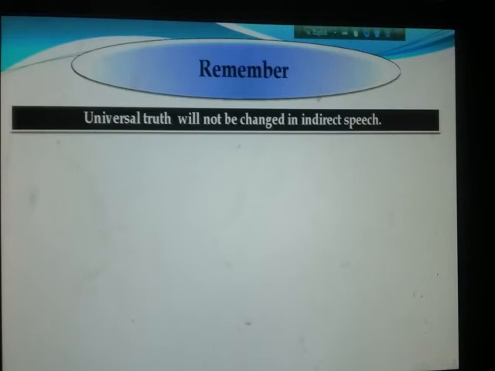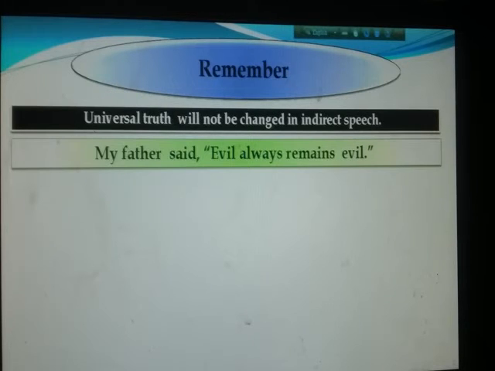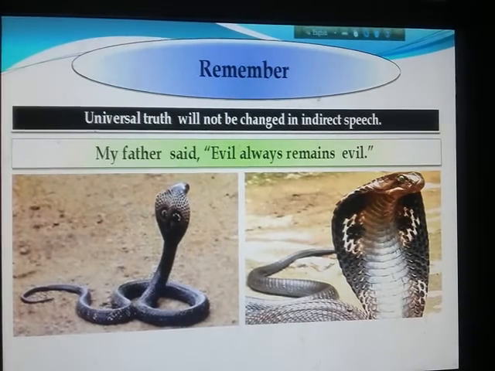Remember one thing. An assertive sentence may indicate a universal truth. So the tense of a universal truth will not be changed in indirect speech. It will always remain in the present tense. My father said, look at the image. This is a picture of a snake. So snakes generally indicate evil things. My father said, evil always remains evil. So this is a universal truth.